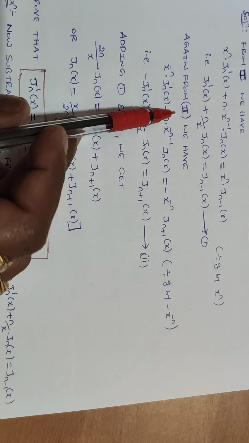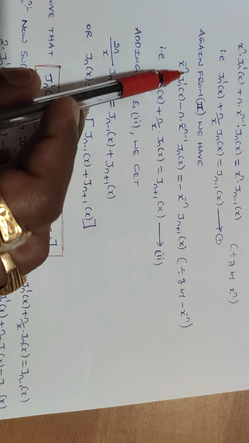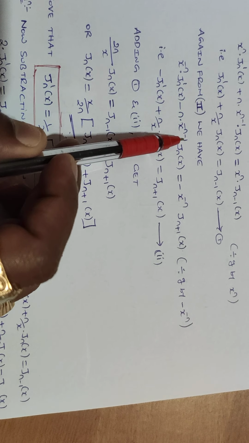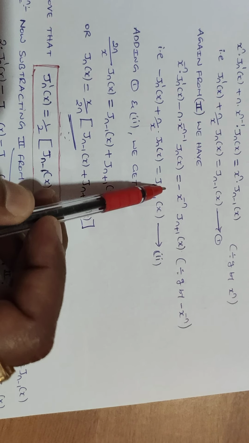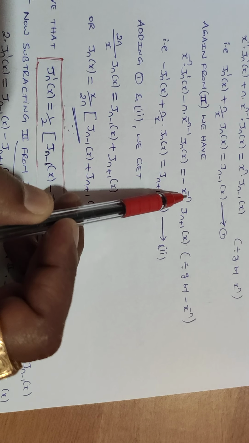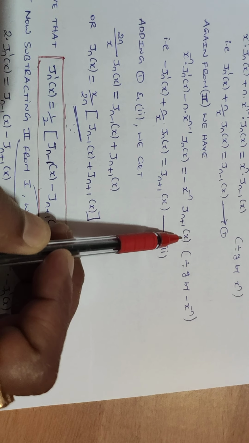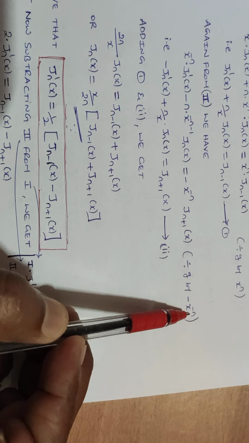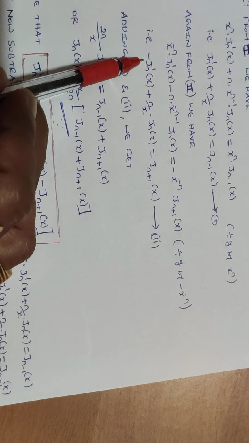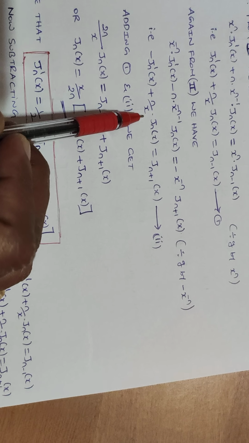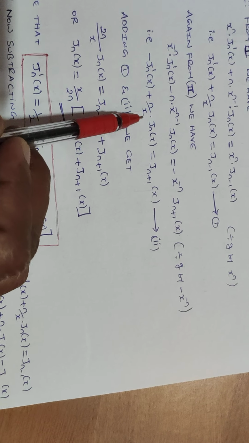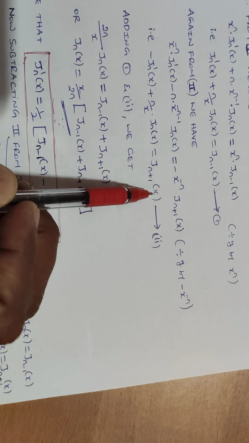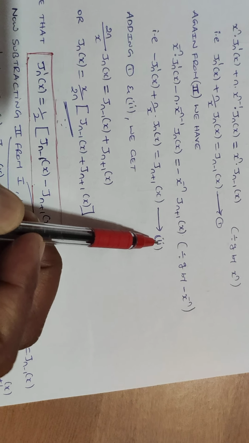Again from equation 2 we have x to the power minus n into Jn dash of x minus n into x to the power minus n minus 1 into Jn of x, which is equal to minus of x to the power minus n into Jn plus 1 of x. Here also dividing by minus of x to the power minus n, we observe minus Jn dash of x plus n by x into Jn of x, which is equal to Jn plus 1 of x. Let us assume this as equation 2.